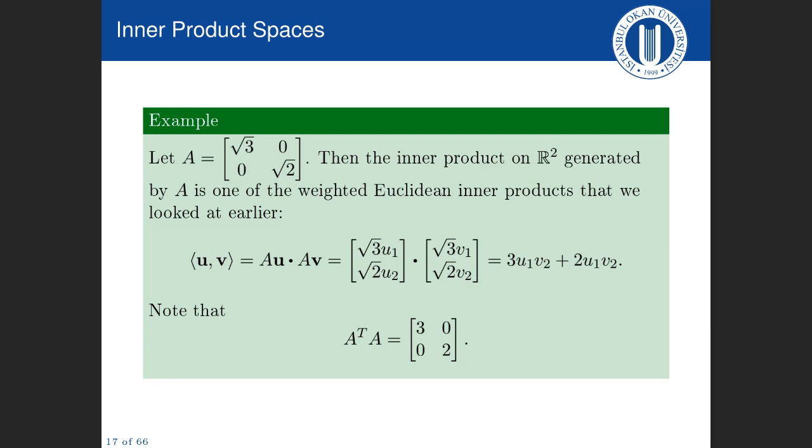For example, let A be the 2 by 2 matrix with entries root 3, 0, 0, root 2. Straight away we can see, because this is a diagonal matrix, the eigenvalues are root 3 and root 2. 0 is not an eigenvalue, so this matrix must be invertible.